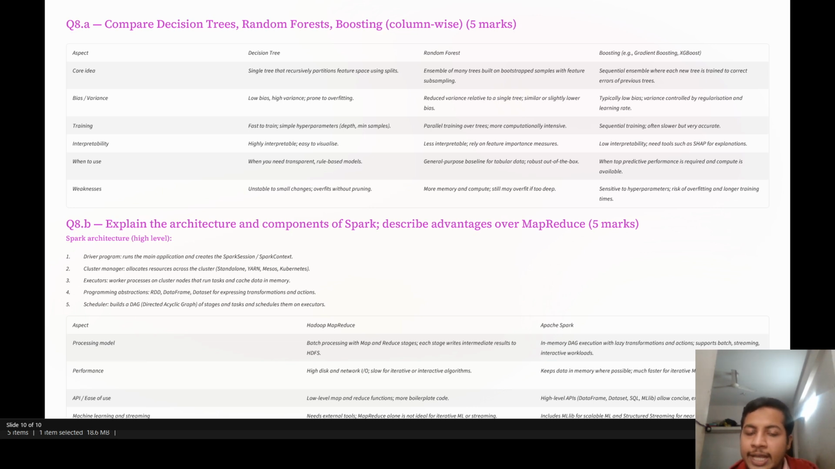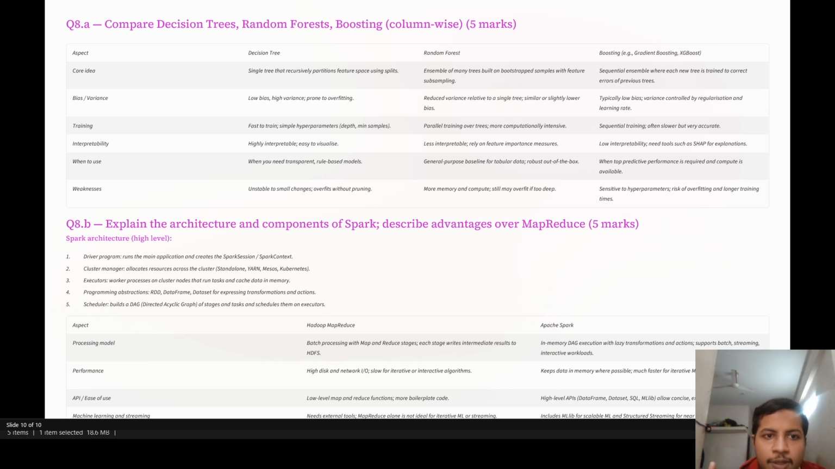In random forest, it is an ensemble of many trees, so there are many trees on which we work, built on bootstrap samples and with feature subsampling. Boosting, examples of boosting are gradient boosting and XGBoost. It is very famous. The core idea is a sequential ensemble where each new tree is trained to correct errors of previous trees.